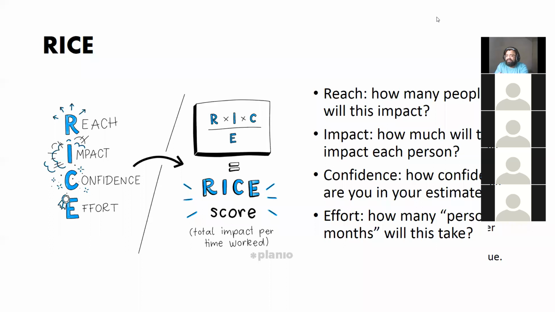It's similar to WSJF, but it always looks at what is the reach I am getting, what is the impact, how am I going to impact with this feature. Faster delivery, how am I going to impact? Reach may be a little less, but what is the impact I'm going to get?